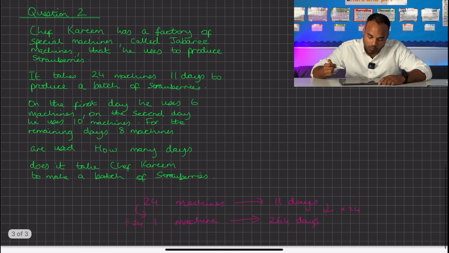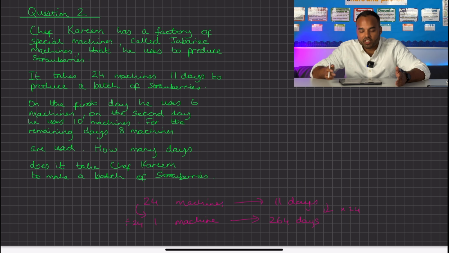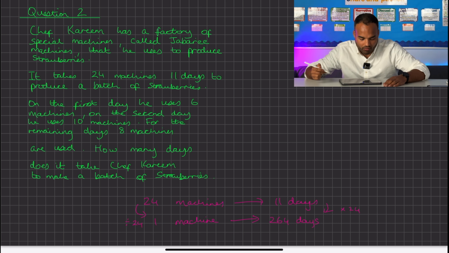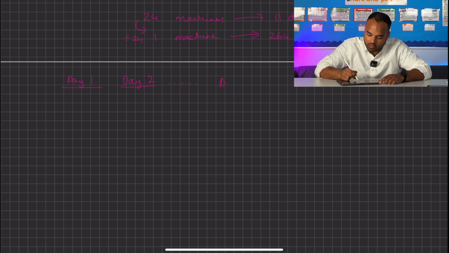The problem that we have here is that you're not using 1 machine on all of these 264 days. On the very first day, rather than using 1 machine, he decides to use 6 machines. So this is the situation that we have. Day 1, day 2. If you had one machine that was doing this, it would take 264 days. But that's not what we have. On day 1, we have 6 machines, I believe it was.